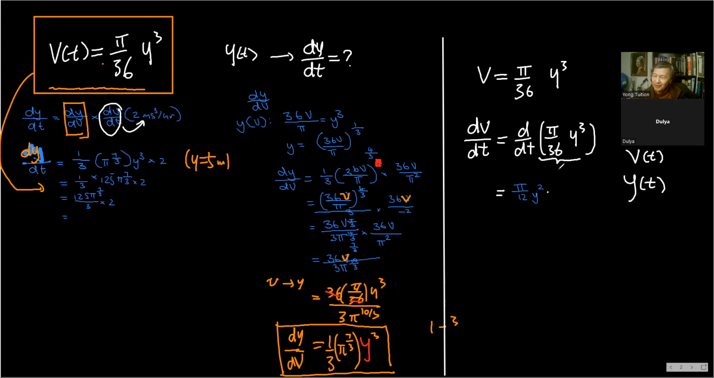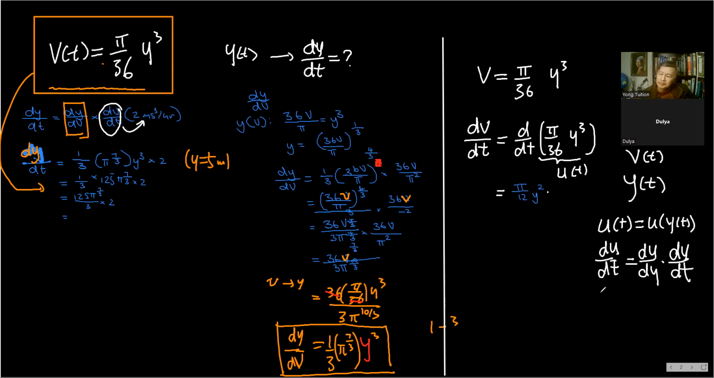Can we call this u(t)? So u(t) is equal to u(y(t)). Therefore, du/dt, you have used the chain rule: du/dy and dy/dt. Can you see? This is what we discussed last week. Do you agree?